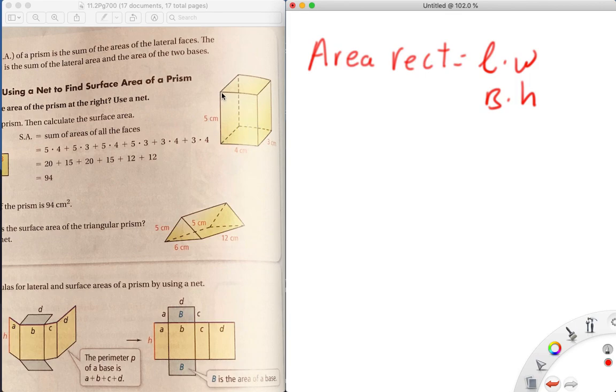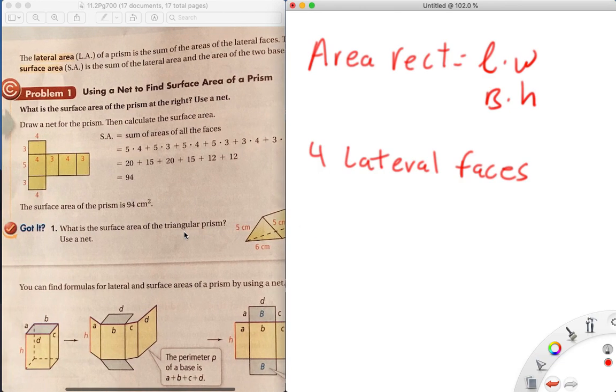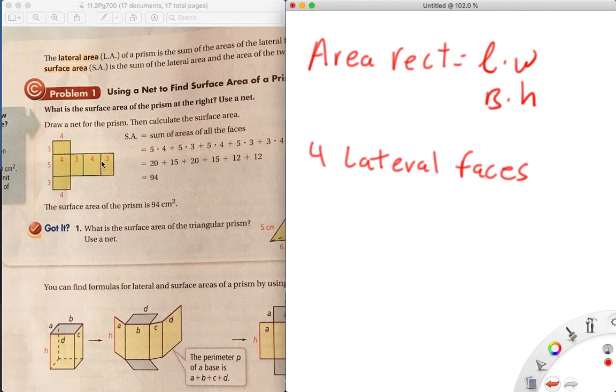So we have this 5, which is perpendicular to all of these guys. So 5 times 4, 5 times 4 in the back, 5 times 3 in the side, 5 times 3, which is the area of those 4 rectangles. So in this particular prism, we have 4 lateral faces. If I was to do a net of it, and I think the book already does, these guys would be my lateral faces, 1, 2, 3, 4. We have a base on the top and a base on the bottom.